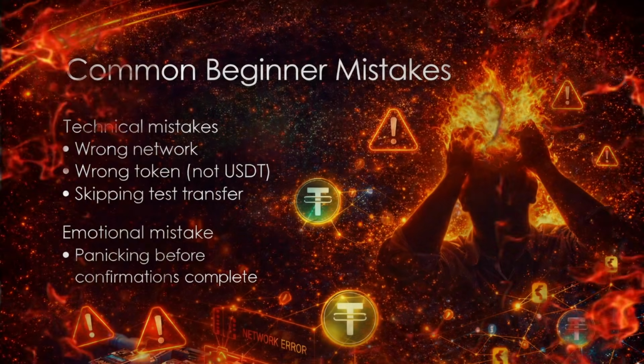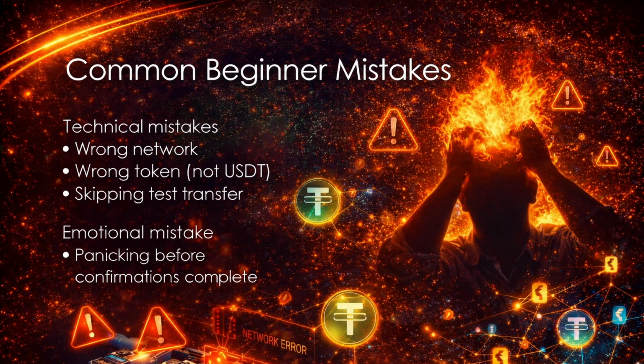Let's quickly go over the most common beginner mistakes so you can avoid them. The first and most serious mistake is using the wrong network. The second is sending the wrong token, for example, sending a different cryptocurrency instead of USDT. Another mistake is skipping the test transaction and sending a large amount immediately. And finally, panicking too early. Blockchain confirmations can take a few minutes.